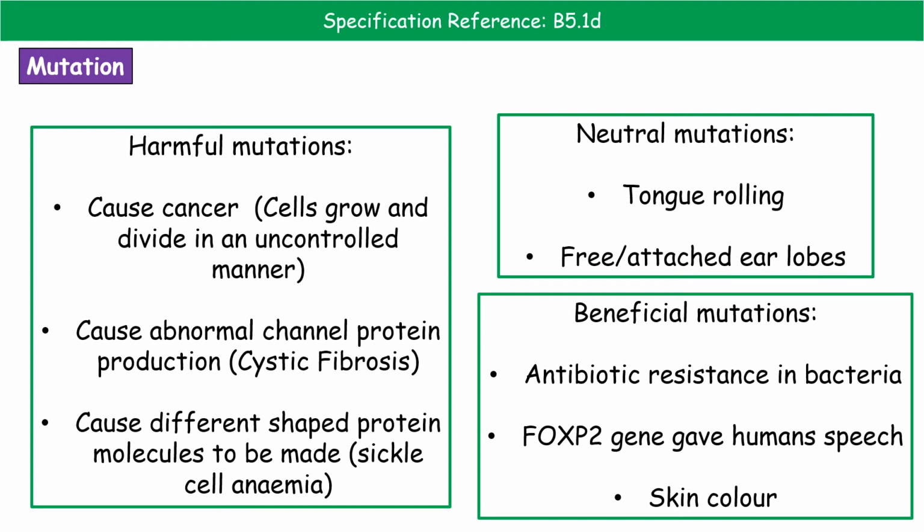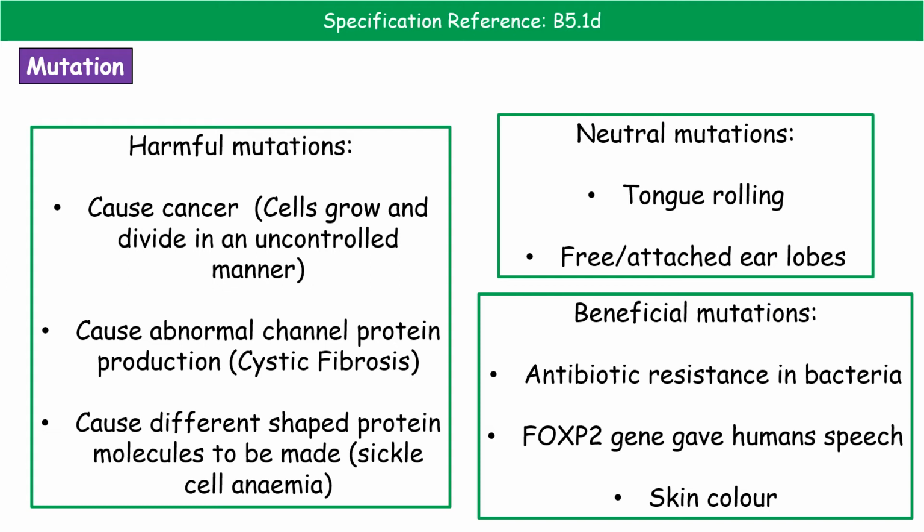Examples of some harmful mutations then. Cancer, most likely one. So if you're asked about a risky or dangerous mutation, cancer is the best one to go with, which is just where our cells are growing and dividing in an uncontrolled manner. We've got another example with cystic fibrosis, where a channel protein has been created in an abnormal way, so it doesn't work properly, and therefore we get the thick, sticky mucus. And in sickle cell anemia, we get a different shaped protein in the red blood cells, so they are actually a different shape altogether.